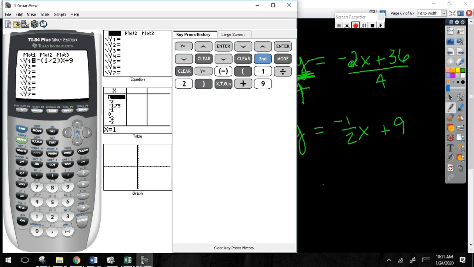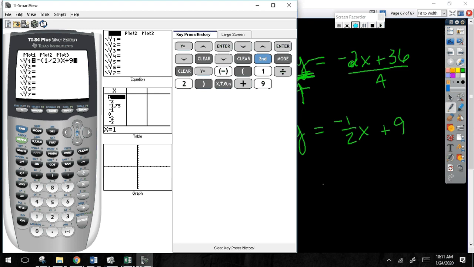This is a negative and this is a minus. Those are different, okay? If you put minus 1/2 x, it's going to give you a syntax error. So make sure if you're doing a negative, you use the negative key down there. The negative is under the number 3. If you use the minus, it'll give you a syntax error. Oh, this should work now.